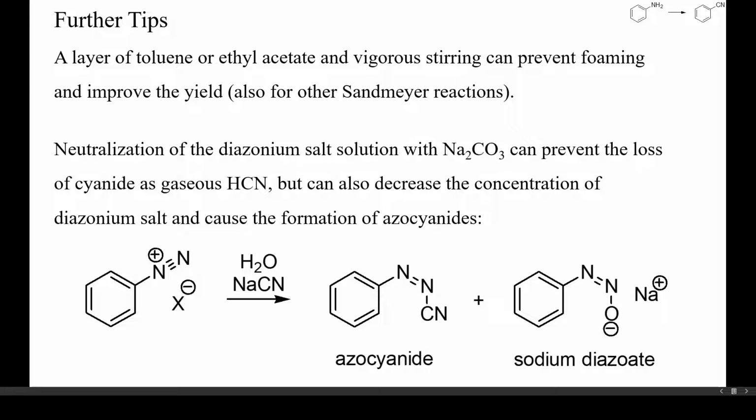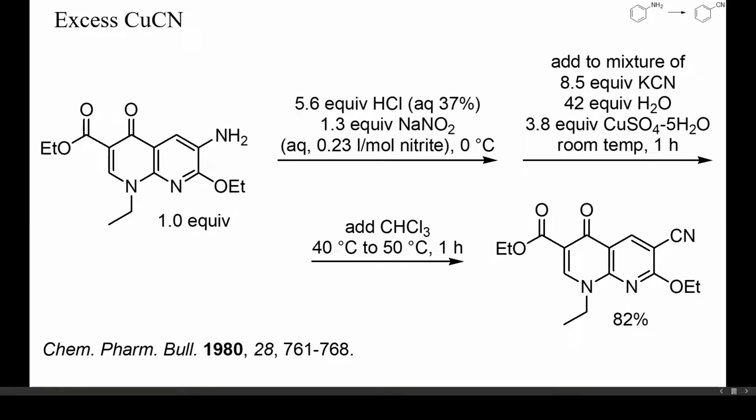Thus, a better strategy is to slowly add the cold, acidic diazonium salt solution to a warm solution of copper cyanide or mixtures of copper and sodium cyanide. I'll show you now some specific examples, so you get an idea of the scope and the required conditions for these reactions. Here, a 3-aminopyridine was converted first into diazonium chloride and then into nitrile in the way I just told you, by adding the diazonium solution to an excess of freshly generated copper cyanide. A high yield of the target nitrile was obtained.